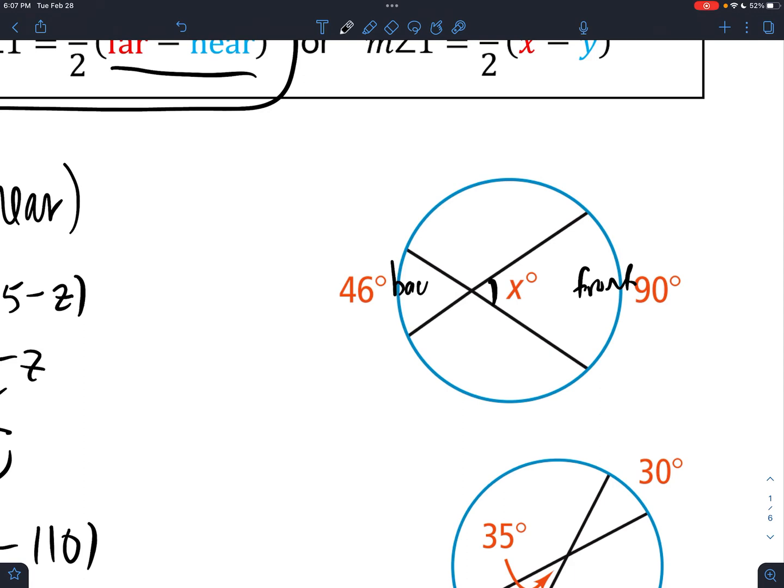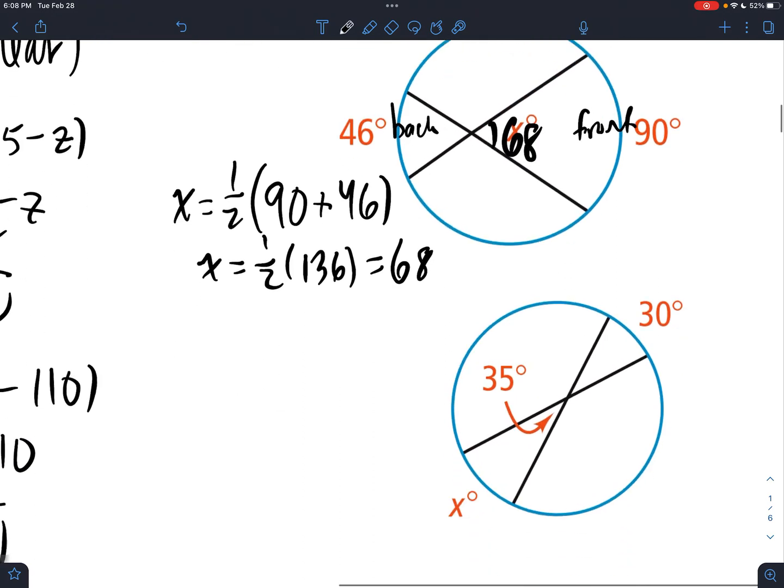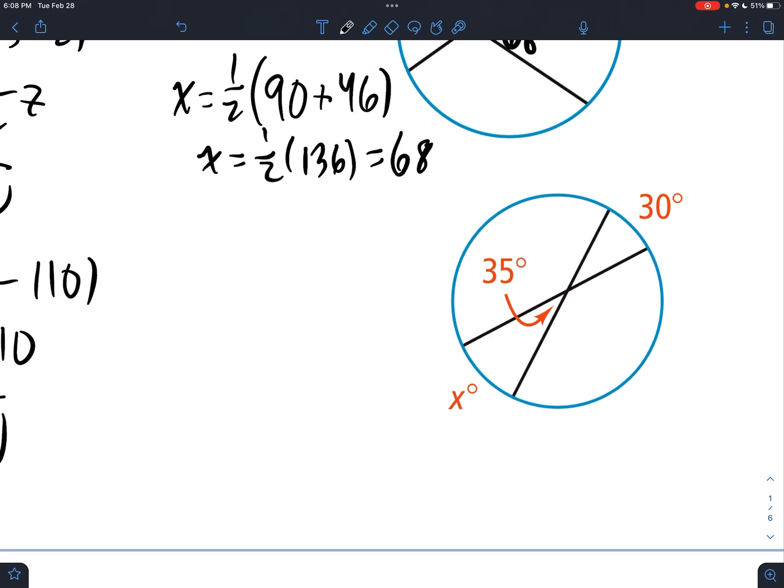For this one, the angle's inside. So we're looking at a front and a back. So the angle is 1/2 the front plus the back. It is the average of both of those arcs. So this ends up being 68 degrees in there. This angle right here is 68.